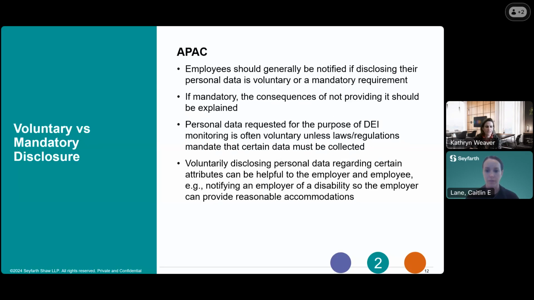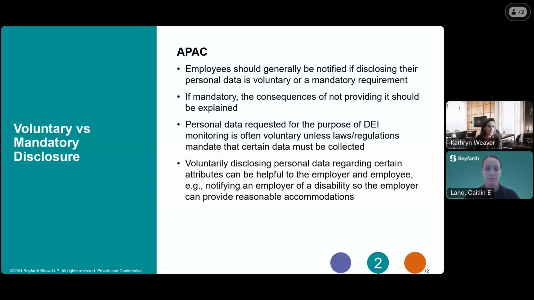Well, a lot of DEI surveys are carried out on a voluntary basis in Asia Pacific because there are limited laws on reporting DEI data and on meeting quotas, as I said at the beginning. So there's limited reason for employers to justify saying that employees' participation has to be mandatory, because there's no real laws backing that up. In some jurisdictions, so Hong Kong being an example, if you state that providing personal data is mandatory, you then have to explain the consequences of not providing the data.